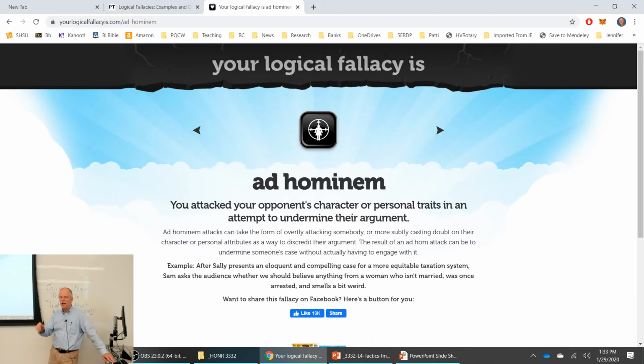So for the ad hominem attack, go ahead and take 2 minutes and write down an example that you remember seeing, either in the news or even in your circle of friends. And so this says, you've attacked your opponent's character or personal traits in an attempt to undermine their argument.